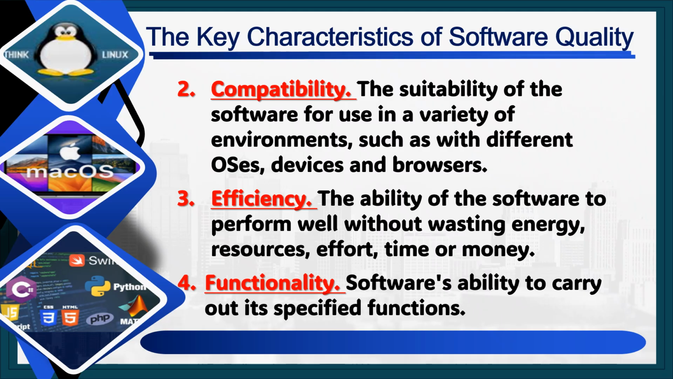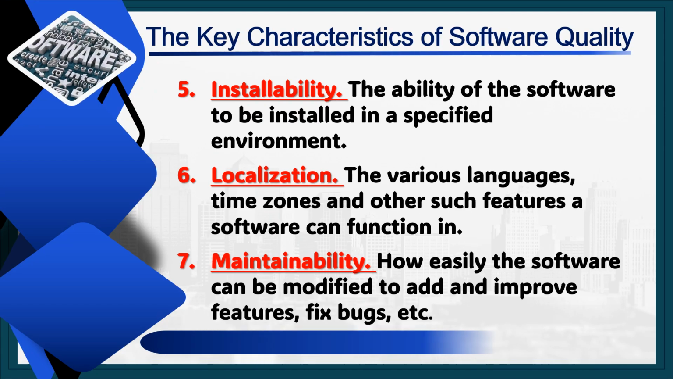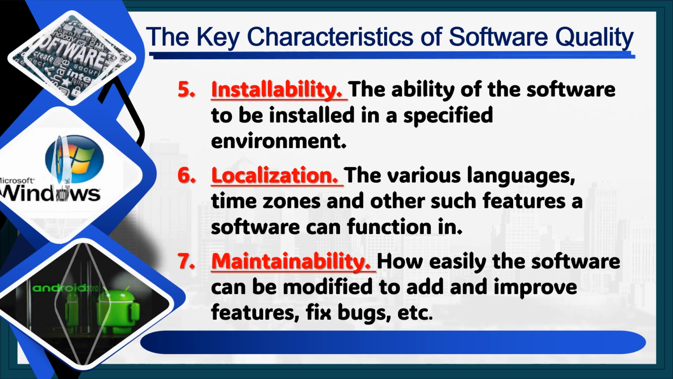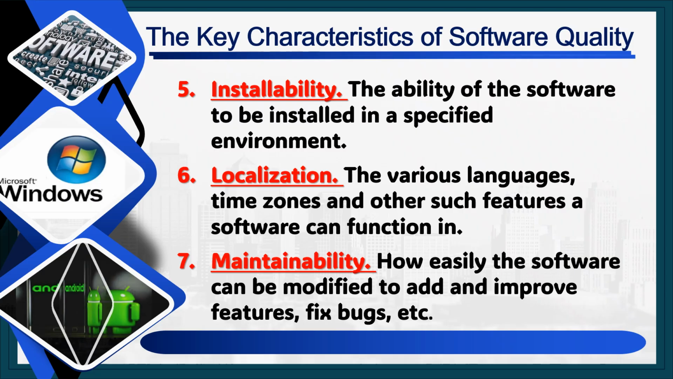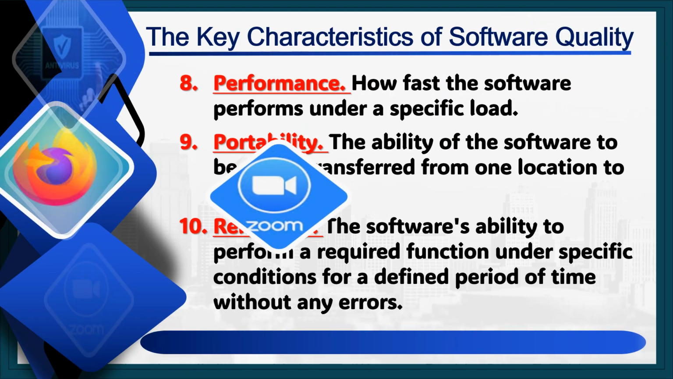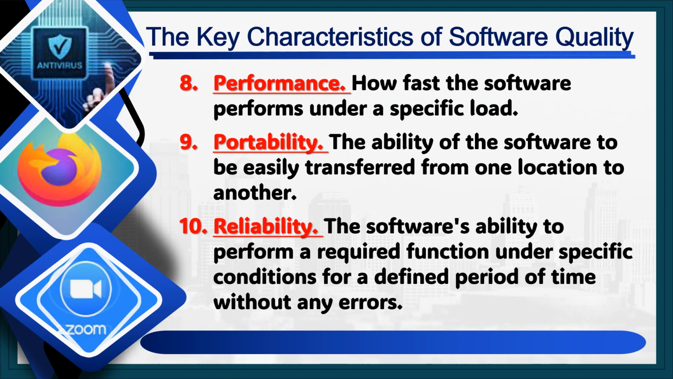4. Functionality. Software's ability to carry out its specified functions. 5. Installability. The ability of the software to be installed in a specified environment. 6. Localization. The various languages, time zones, and other such features a software can function in. 7. Maintainability. How easily the software can be modified to add and improve features, fix bugs, etc. 8. Performance. How fast the software performs under a specific load. 9. Portability. The ability of the software to be easily transferred from one location to another.